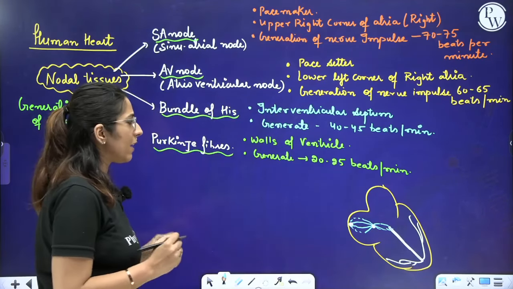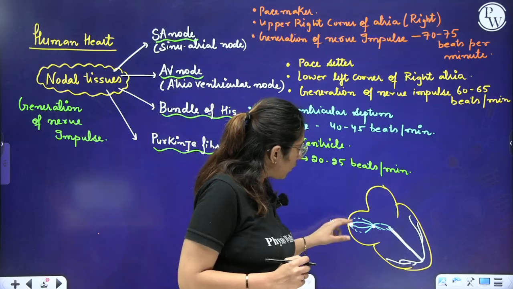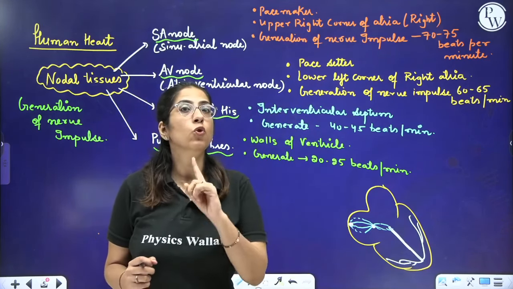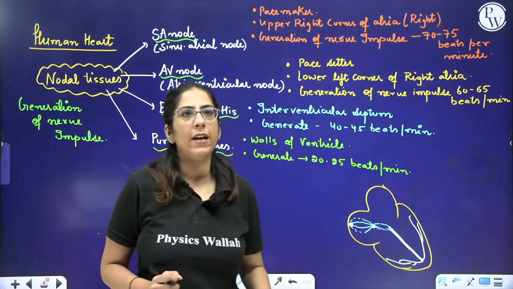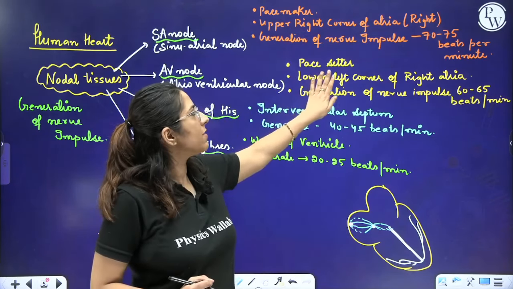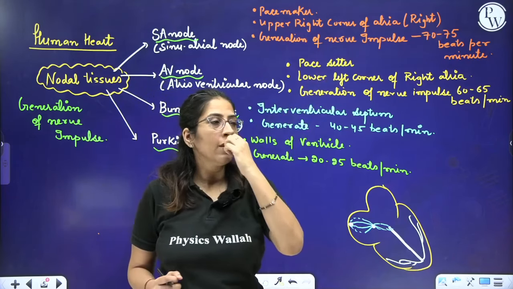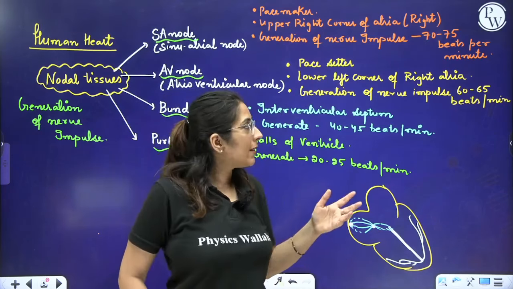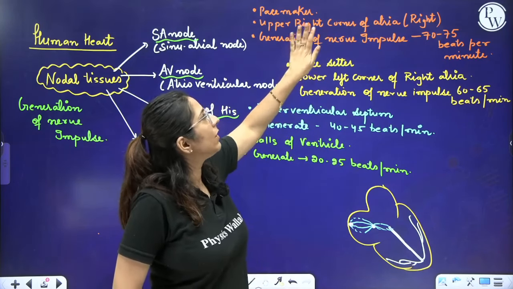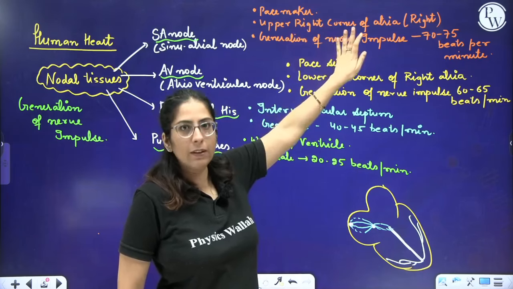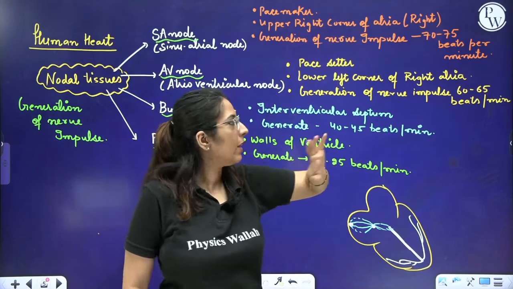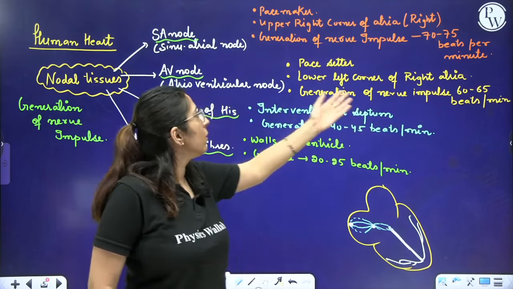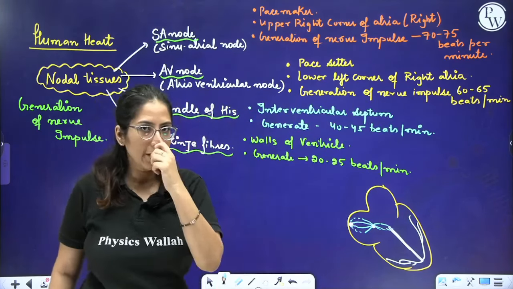Now listen very, very carefully. Suppose SA node is not working. In that case, will the heart stop functioning? No. Because AV node is there, and AV node has a capacity of beating. Yes, there will be arrhythmicity. There will not be a proper rhythm, because the major rhythm is because of which one? The pacemaker, which is your SA node. But yes, some kind of rhythm is there. This is all thanks to your 60 to 65 beats, which is given by the AV node. Are you getting this point?